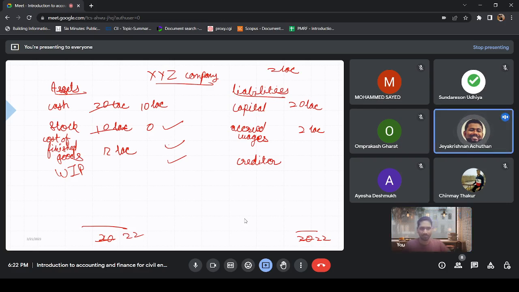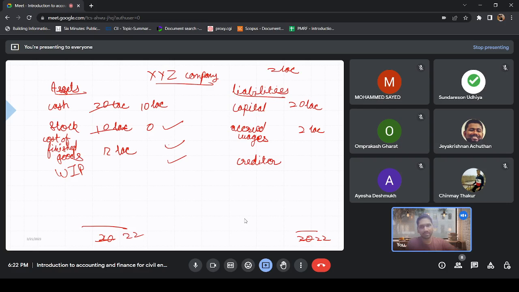Okay. So, by that definition, if I'm spending on wages, then wages will be considered as an asset or a liability? See, you are talking about the balance sheet. So, what is a balance sheet?